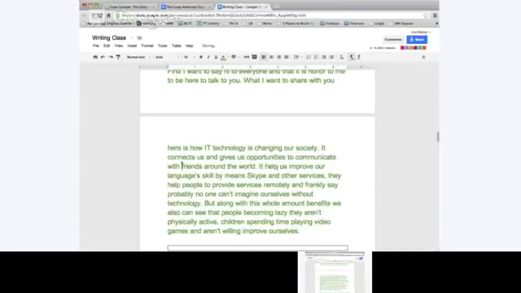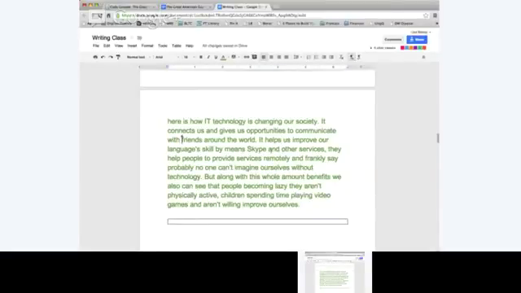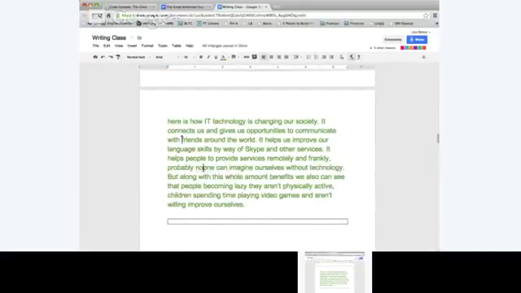Period. It is referring to IT technology. It helps us improve our language skills by way of Skype and other services. By means is not correct; it's by way of. It helps people to provide services remotely, and frankly, probably no one can imagine ourselves without technology. You could say nobody can imagine ourselves without technology.